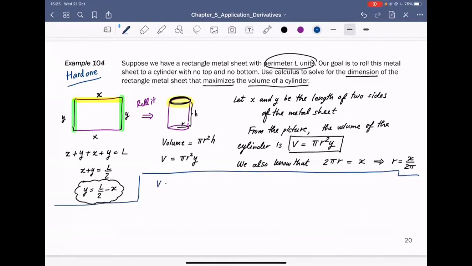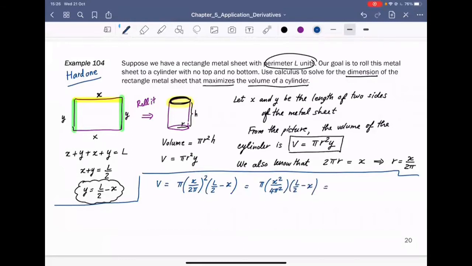So I'm going to start with V equal to pi. You replace r by x over 2 pi. You replace y by L over 2 minus x. And then now you can differentiate, right? Because everything is in terms of x now. Once you differentiate one time and set it equal to 0, you're going to get the point that gives you the maximum. So this is going to be pi times x squared over 4 pi squared, and then multiply by L over 2 minus x.